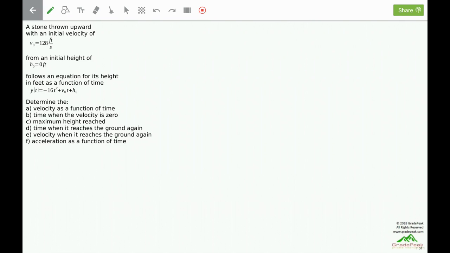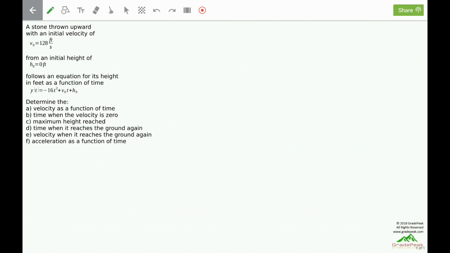A stone thrown upward with an initial velocity of v naught equals 128 feet per second from an initial height of h naught equals 0 feet follows an equation for its height in feet as a function of time, y of t equals negative 16t squared plus v naught t plus h naught. Determine the parts a through f.